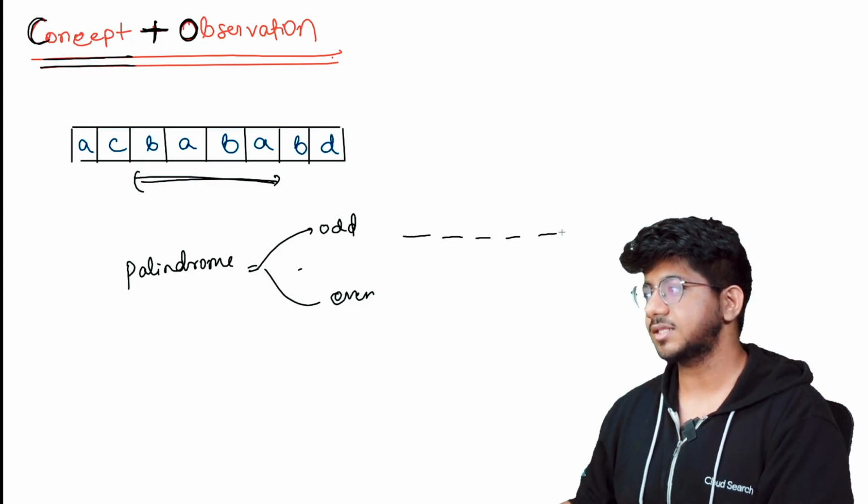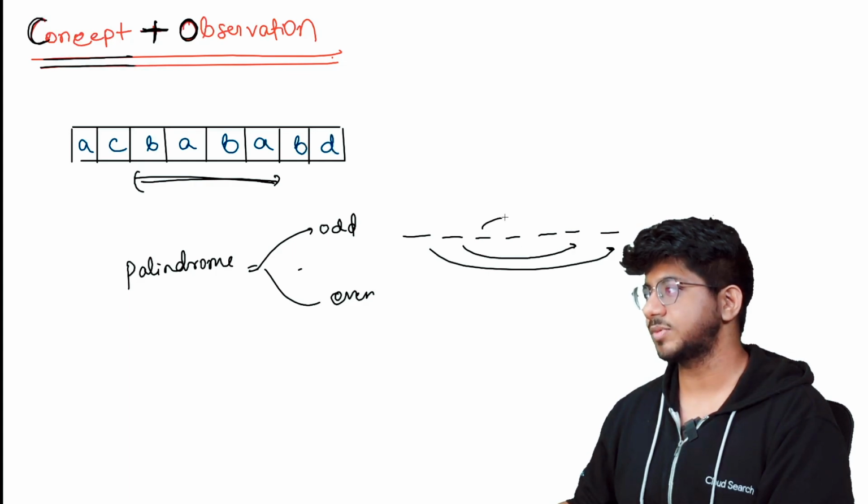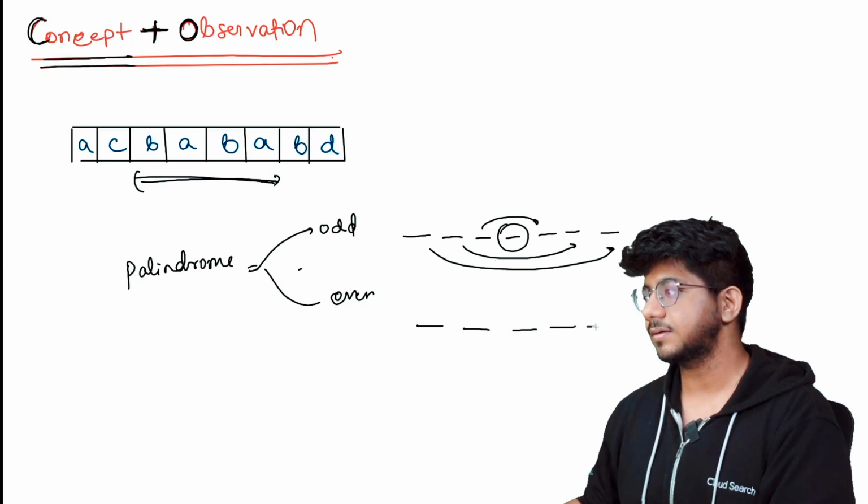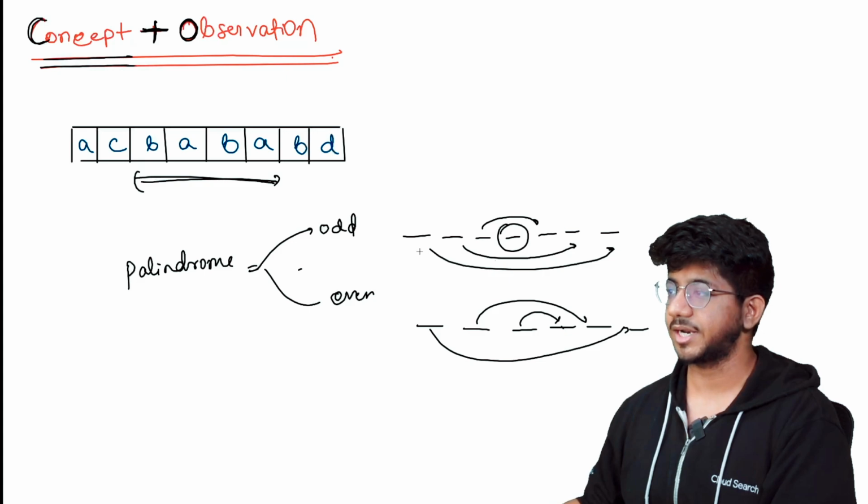When it's odd length, this and this need to be the same, this and this need to be the same, this and this need to be the same, and this can be anything, right? When it's an even length thing, this needs to be equal to this, this needs to be equal to this, right?